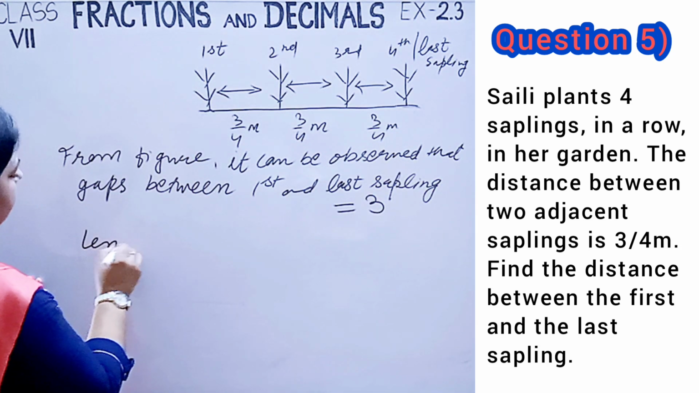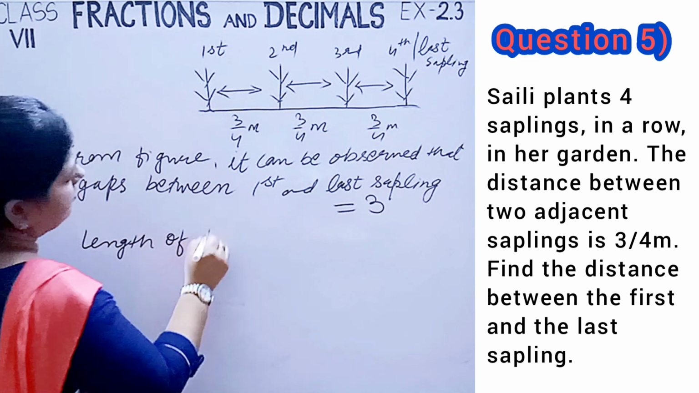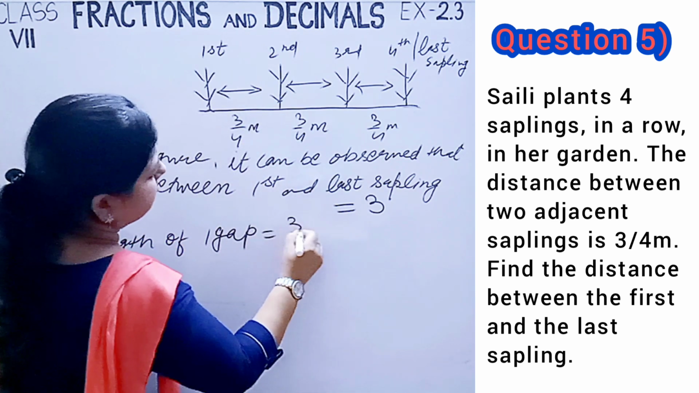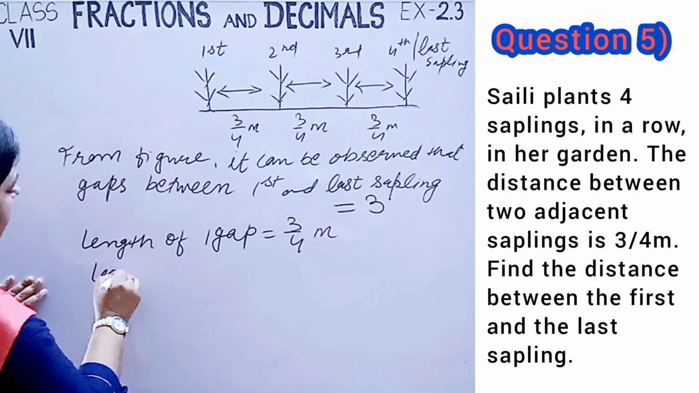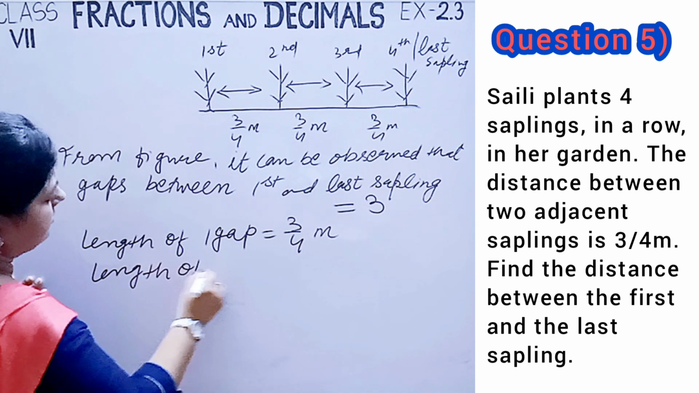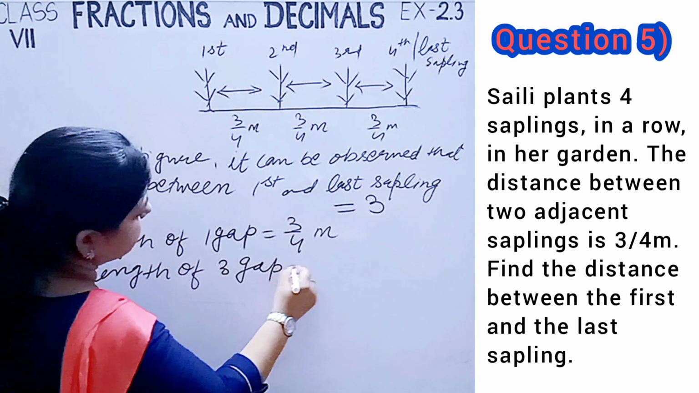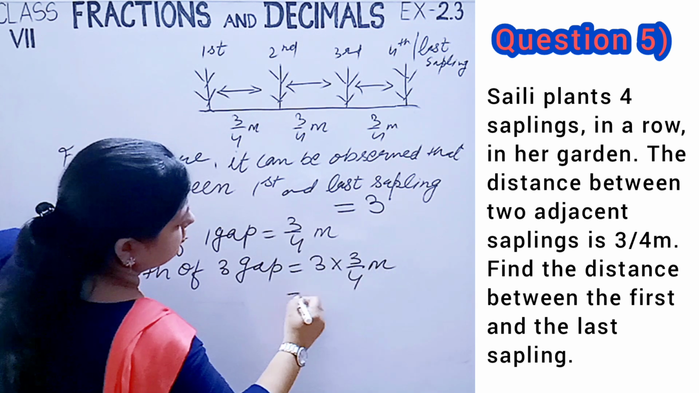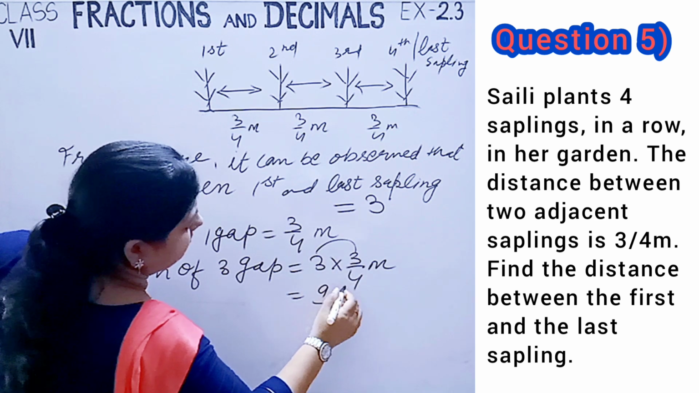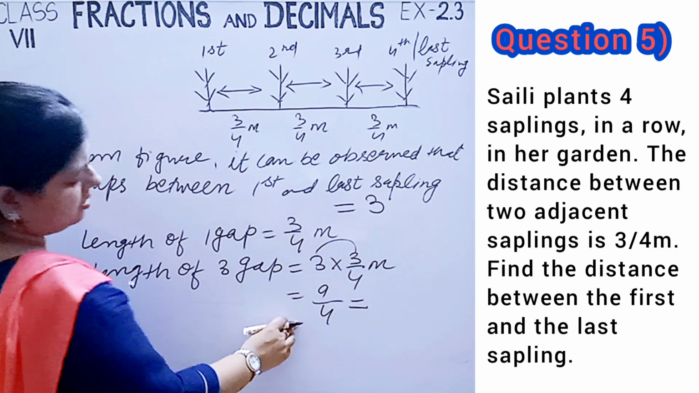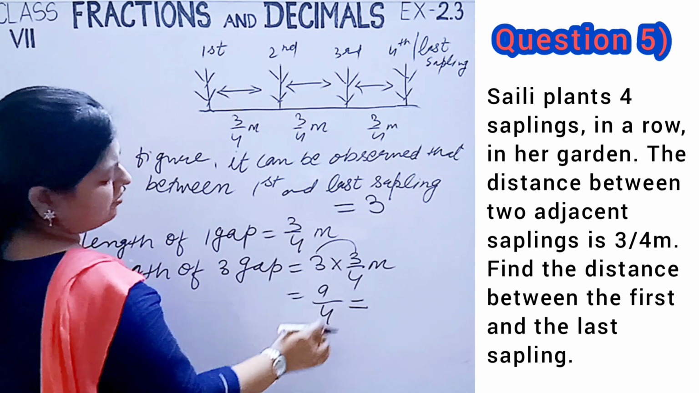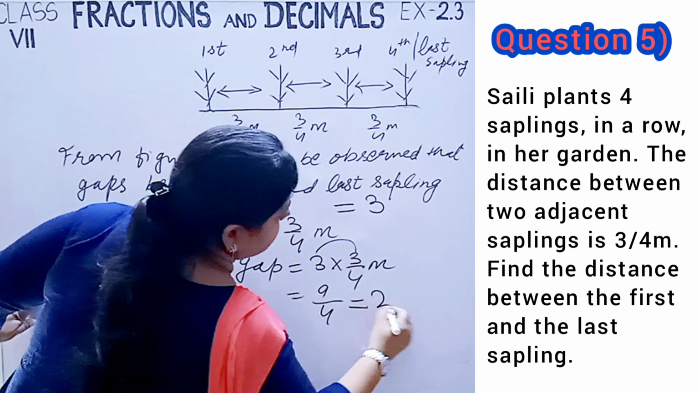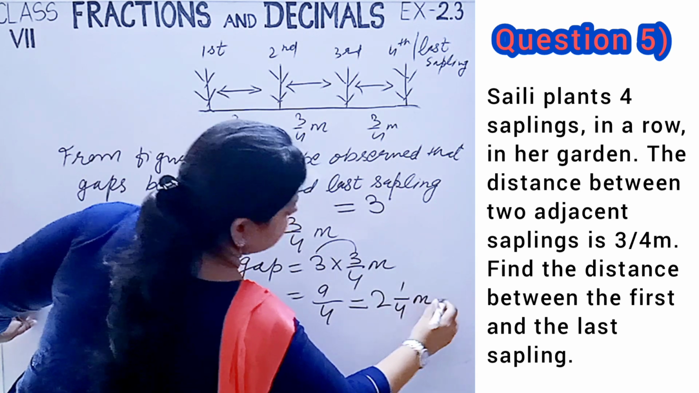So the length of one gap is 3/4 meter. So the length of 3 gaps is equal to 3 into 3/4 meter. So 3 3s are 9 and 4. 9/4 is an improper fraction, so we have to convert it into a mixed fraction. So we get 2 and 1/4 meter.